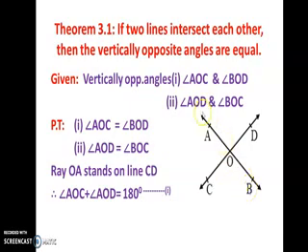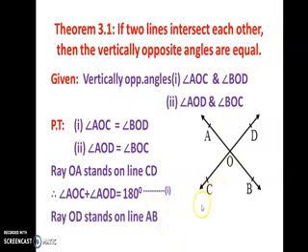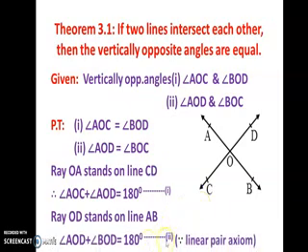Right? If we take AB as a straight line and OD is a ray standing on it, then according to the linear pair axiom, the sum of the adjacent angles becomes 180 degree. So angle AOD plus angle BOD is equal to 180 degree. Take that as equation number 2.